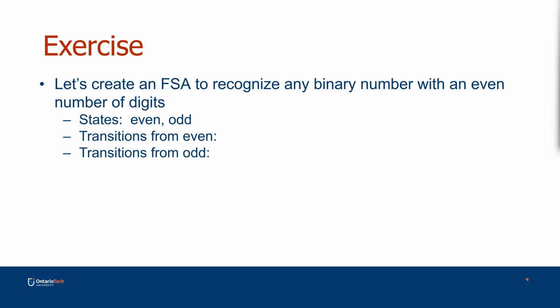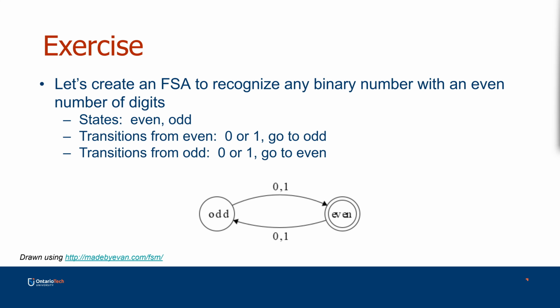And previously had an even number of digits. Now I must have an odd number of digits. That's how those numbers work. So if we get a 0 or 1, then we transition to the odd state. And similarly, if we're on the odd state and we encounter a 0 or 1, then we transition to the even state. So that's pretty easy.